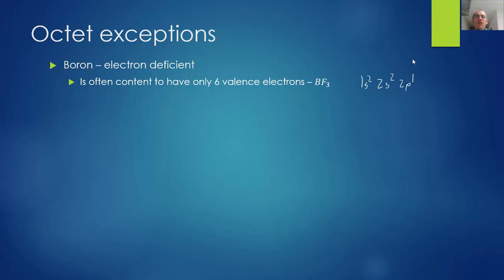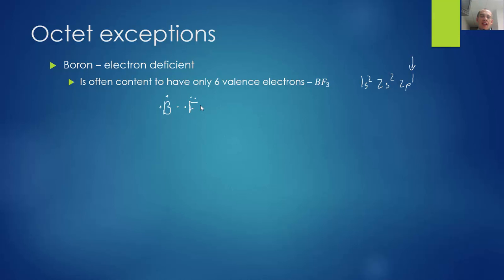Which means it could actually fill that 2p orbital with 1 extra electron, and that would mean that it might be happy if it's only got 6 valence electrons instead of all 8. So if you look at boron, its electron dot diagram looks like this. It's got 3 valence electrons. Well, it's content in BF3, or boron trifluoride.